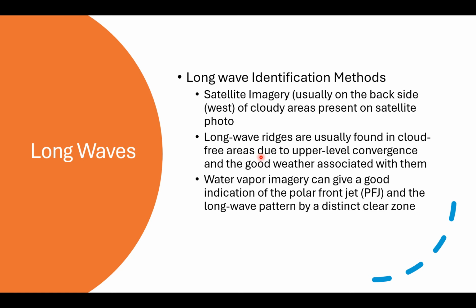You can really pick this up specifically with water vapor imagery. You can really make out where that jet stream may be in those darker areas or the brown areas, depending how you enhance the satellite image with the coloring. But long wave ridges are usually found in cloud-free areas, with sinking air motion due to upper level convergence and good weather associated with them. Water vapor imagery, as I mentioned, is an excellent source to indicate where that polar front jet stream is located, and really helps you to pick out the long wave pattern by a distinctly clear zone.